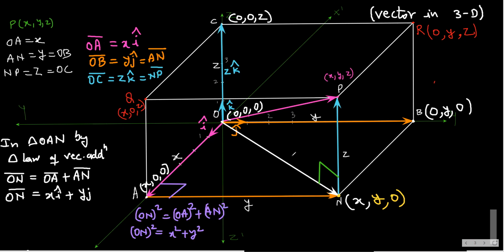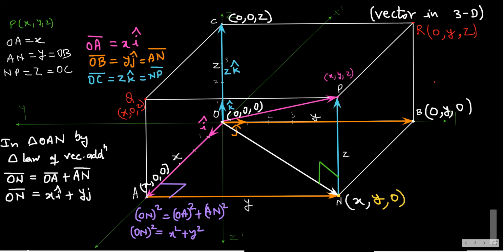So we have written the coordinates of all these points, and we also understood that when a point is in the xy plane, its z coordinate is 0. When a point is in the yz plane, its x coordinate is 0. And when a point is in the xz plane, its y coordinate is 0. We understood this. See here, one more thing.